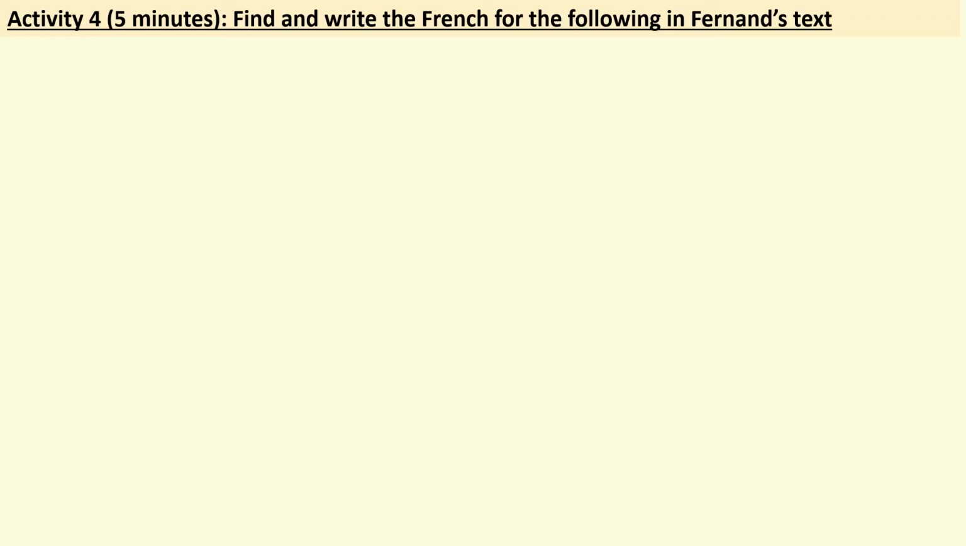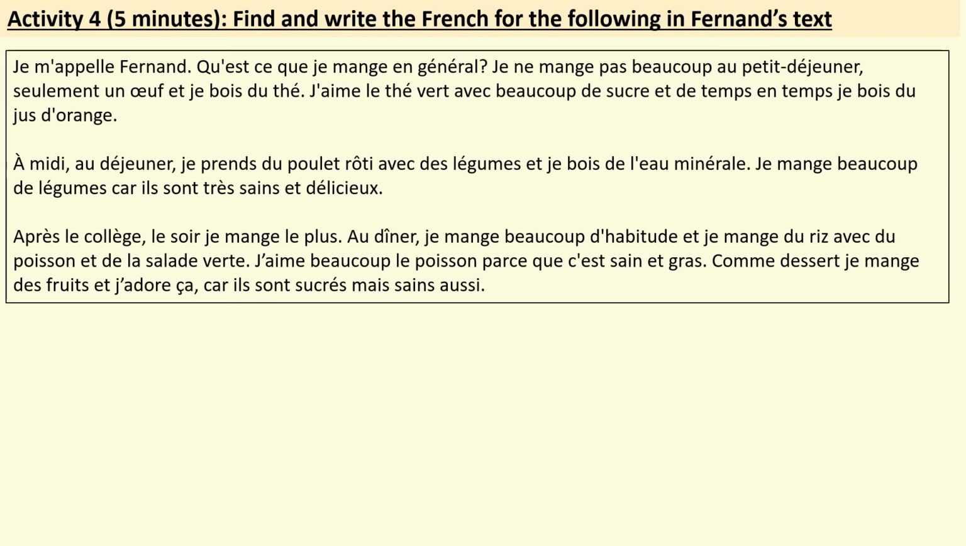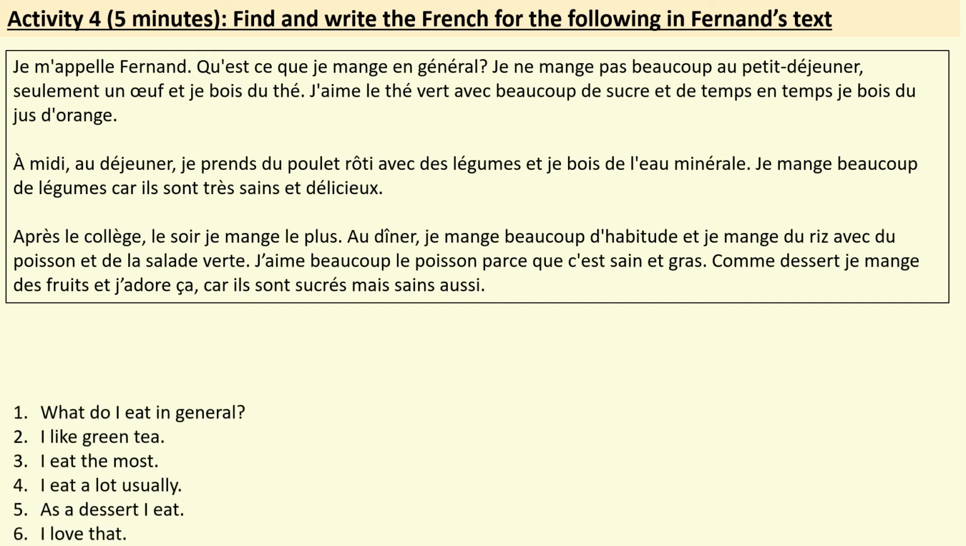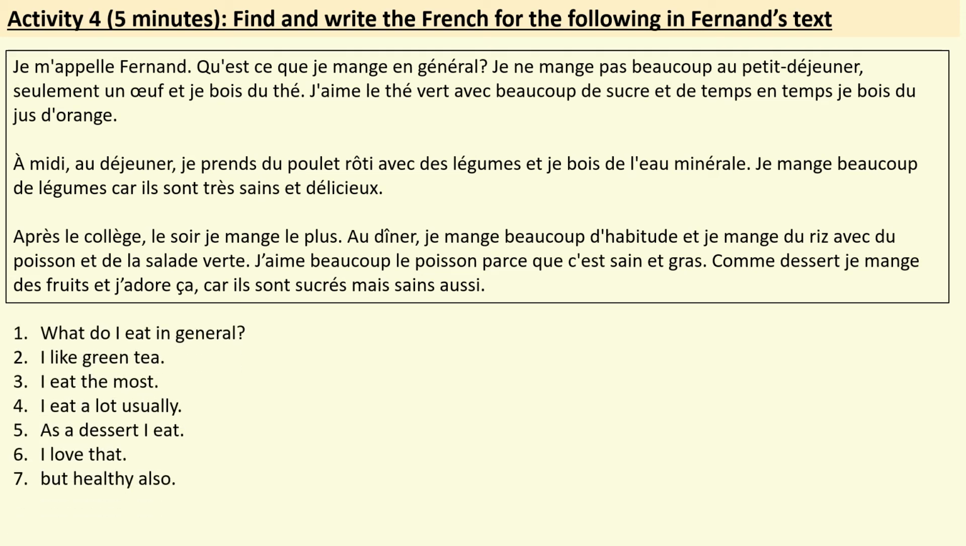Okay, now you're going to look at the text again. You're going to find the French for the following in Fernand's text. So you're going to find out: what do I eat in general? I like green tea. I eat the most. I eat a lot usually. As a dessert I eat. I love that. But healthy also. Pause to write those down in English and in French. It should take about 5 minutes. Press play when you're ready to check your answers.